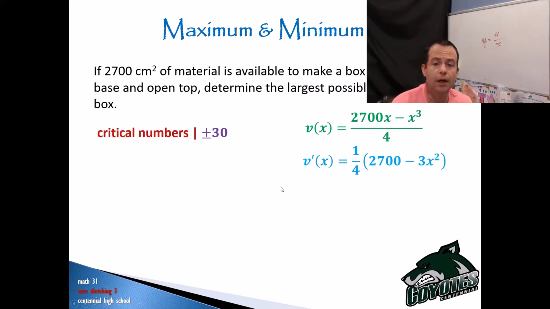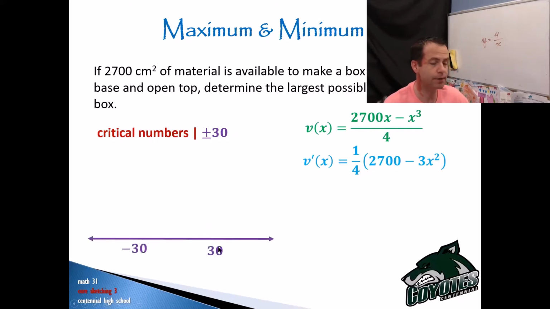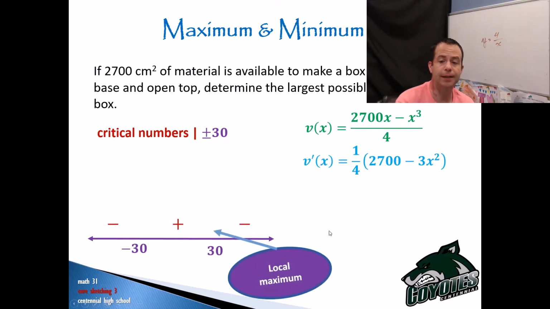Okay. So let's go ahead and do that. We're going to draw a number line, mark my negative 30 and my positive 30. Test something lower than negative 30, in between negative 30 and 30, and higher than 30. Remember, when you test, you're testing them into the derivative because you're trying to figure out if the derivative is positive or negative. You should be getting negative, positive, negative. Now, we were looking for the largest possible volume. So we're looking for a maximum, which means we want to go from increasing to decreasing. And so we can see that that maximum occurs right at 30.